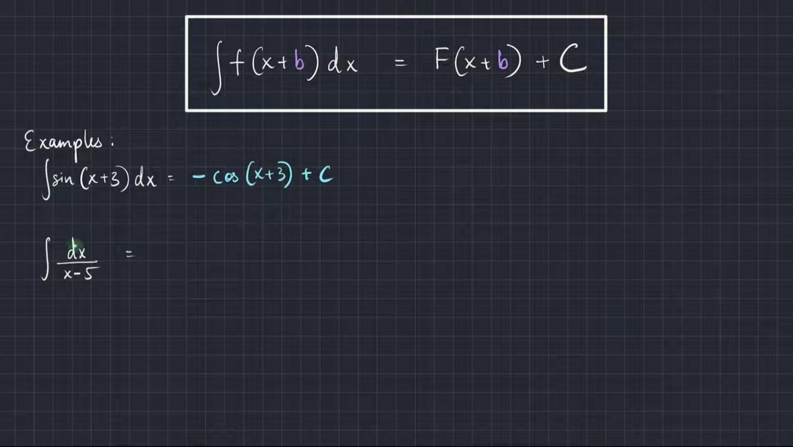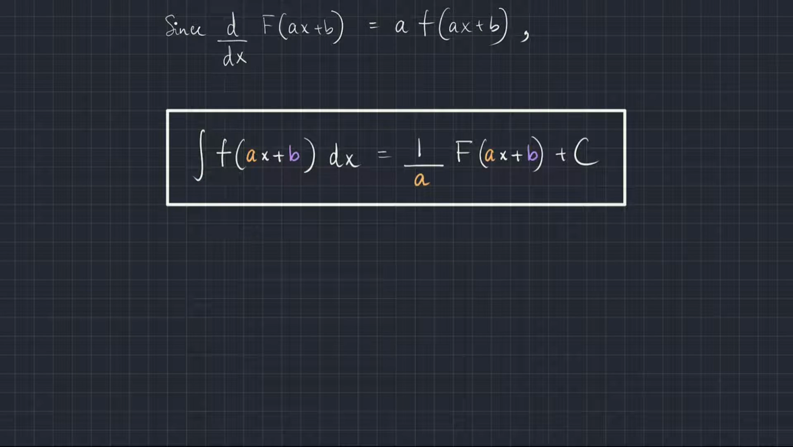Similarly, we know that the next one, dx over x plus 5. Now, as you know, this is the same as 1 over x minus 5 dx. And you know that the integral of 1 over x is ln x. So the integral of 1 over x minus 5 is going to be ln of x minus 5 plus c.